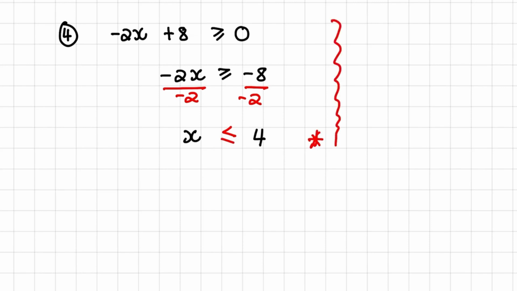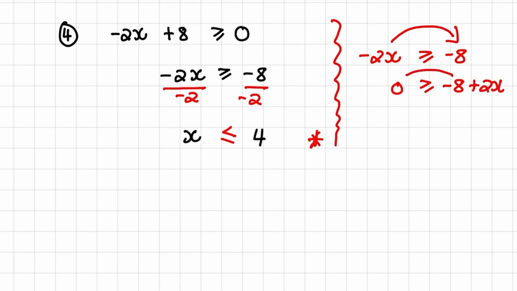But actually what is happening is we have negative 2x bigger or equal to negative 8. And if I move the negative 2x to the right-hand side, I will have 0 is bigger or equal to negative 8 plus 2x. And if I move the 8 back, I have 8 is bigger or equal to 2x. And now if I divide both sides by 2, I have 4 is bigger or equal to x.